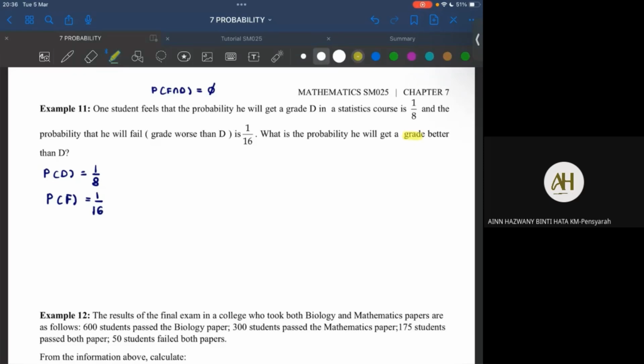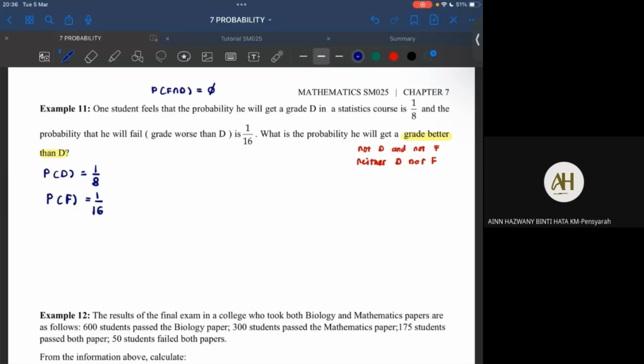He will get grade better than D. Okay. Maksudnya bukan D, bukan fail lah. Okay, lebih daripada D. Mungkin C, B dan seterusnya. So maksudnya not D, and not F. Ataupun neither D nor F. Okay, itu dalam bahasa matematik yang telah diterjemahkan dalam bahasa Inggeris yang telah diterjemahkan dalam bahasa matematik kita.